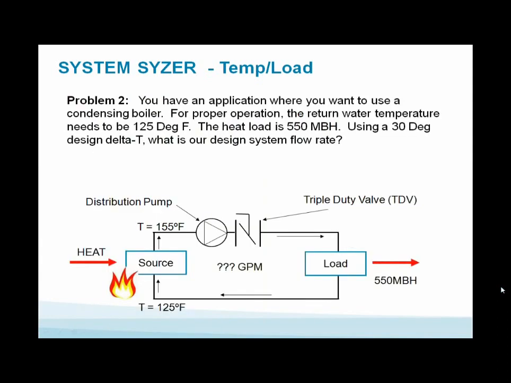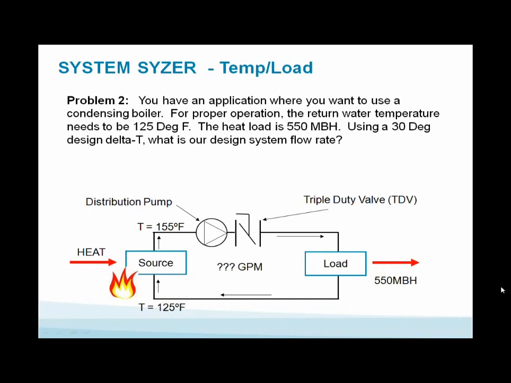So let's get back to the system sizer again and look at a second example. Suppose we have a situation with a condensing boiler. Now we've been talking about condensing boilers. We want to control that return water temperature to make sure it stays down below 130 so that we condense. In this case, we want to keep 125 degrees. So if we have a return temperature required of 125 and a load of 550,000 BTUs per hour and a 30-degree delta T, what GPM would we get?